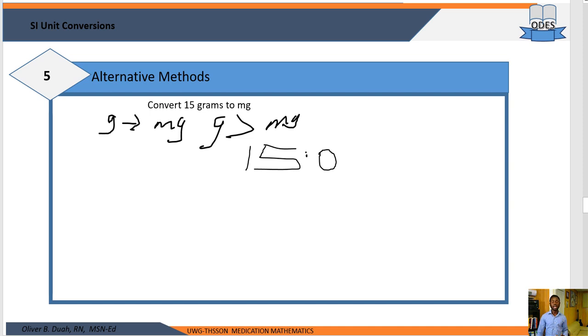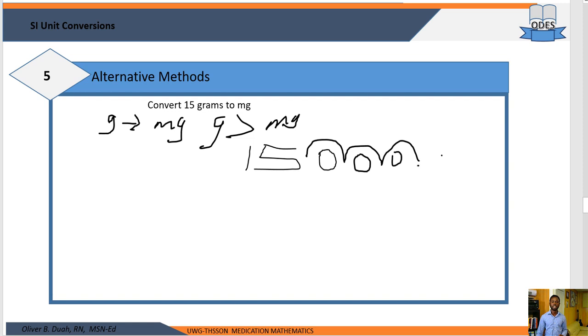The question we have to ask ourselves is, how many milligrams are in a gram? And that is 1,000. So 1,000 has 3 zeros. So we're going to move this point 3 times to the right. So we have 1, 2, and 3.